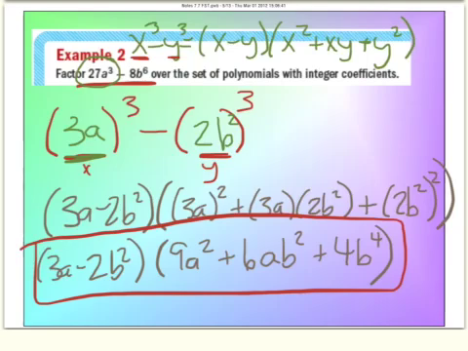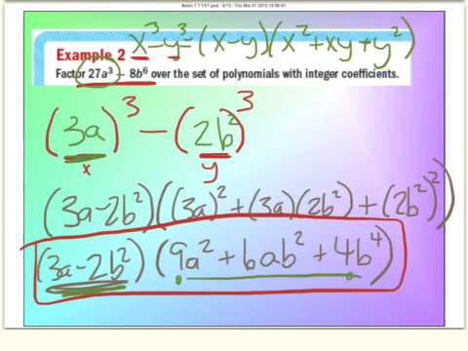Now, typically, you would want to see if you can factor anything more fully. We cannot pull anything out of here. To factor this one, we would need factors of 9 and 4 that would add to 6. You typically would try the perfect squares of 3 and 2. We could never get just a positive 6. So this is actually all you can factor.